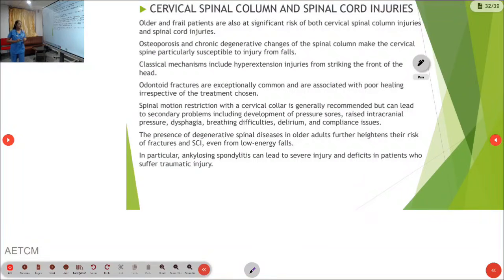Spine motion restriction with a cervical collar is generally recommended, but can also lead to secondary problems such as development of pressure sores, increased intracranial pressure, dysphagia, breathing difficulty, delirium, and compliance issues. The presence of degenerative spinal disease in older adults further heightens their risk of fracture and spinal cord injury even with a low energy fall. In particular, those with ankylosing spondylitis have severe injury and deficiency when they suffer a traumatic injury.